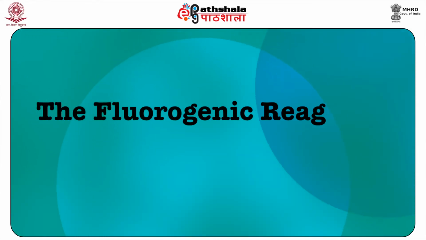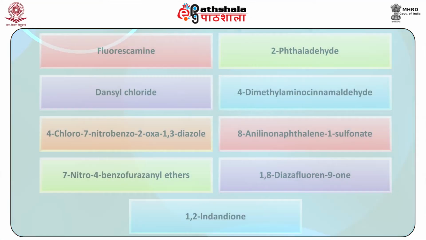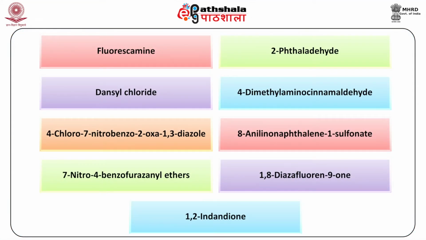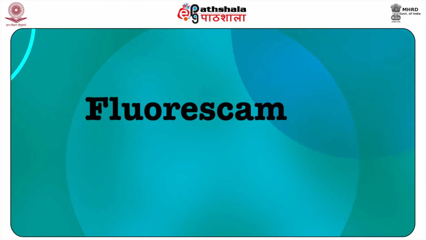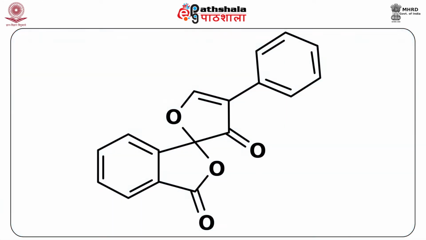Now, let me tell you something about the fluorogenic reagents. Here is a list of reagents which interact with amino acid constituents of sweat residue to produce luminescent derivatives, which in turn visualize latent fingerprints. Number one is fluorescamine. Fluorescamine is a spiro compound that is not fluorescent itself but reacts with amino acids to form highly fluorescent products. Hence, it has been used as a reagent for the detection of amino acids and peptides. It is also a fingerprint development reagent.